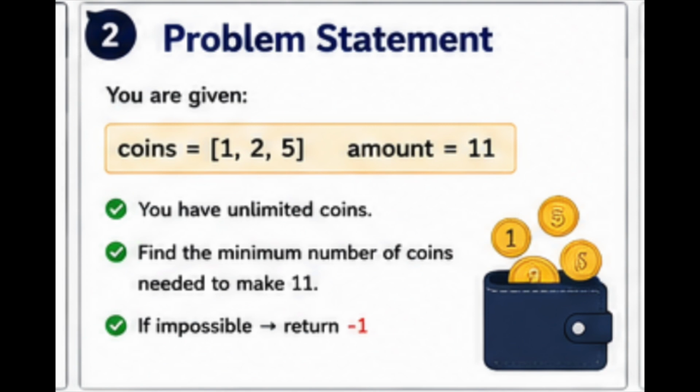Let's understand the problem first. We have an array called coins, for example, 1, 2 and 5. And we have a target amount. Here the target amount is 11. We have an unlimited number of each coin. So we can use the one coin as many times as we want. Same for coin 2 and 5. We can use those coins as many times as we want. Our job is to find the fewest number of coins required to make exactly 11. If there is no possible combination, we return -1.